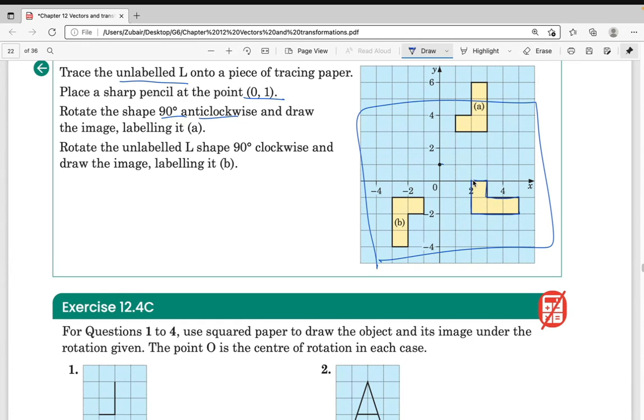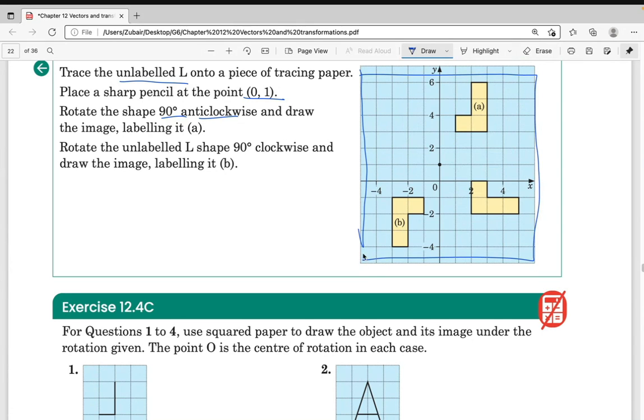on the tracing paper. Now you put a sharp pencil at x0, y1 and you don't let that pencil move. Now you are moving your paper anti-clockwise. And once you've moved your paper anti-clockwise 90 degrees, how will you know if it has moved 90 degrees? Because when you placed your paper here, paper also has horizontal and vertical lines. So let me say this is side A.